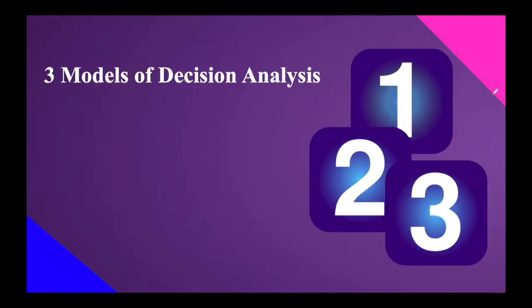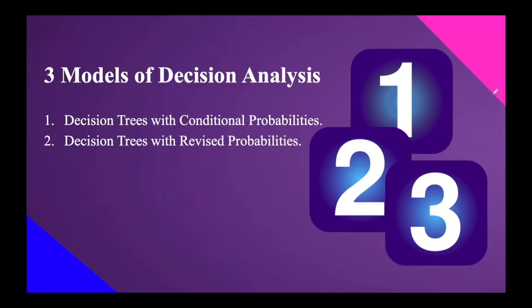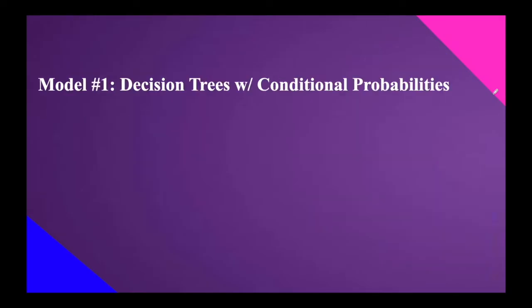Now, for this decision analysis topic, we have 3 models here. So for the first one, decision trees with conditional probabilities, decision trees with revised probabilities, and the last one is the utility theory. So if sa decision theory before, we have there 4 models, dito sa decision analysis we have 3 models, and that is the focus of this presentation, to discuss more only on the first model, which is again the decision trees with conditional probabilities. Okay, so model number 1 yon.